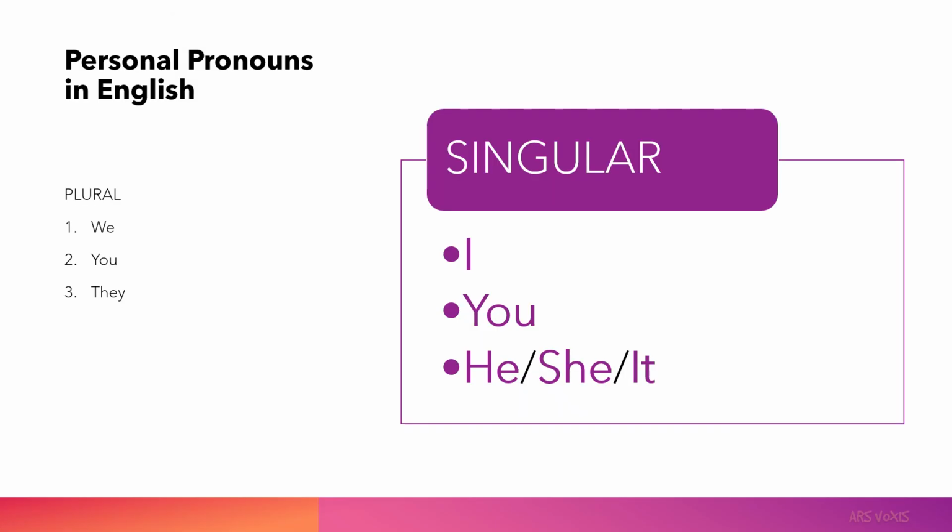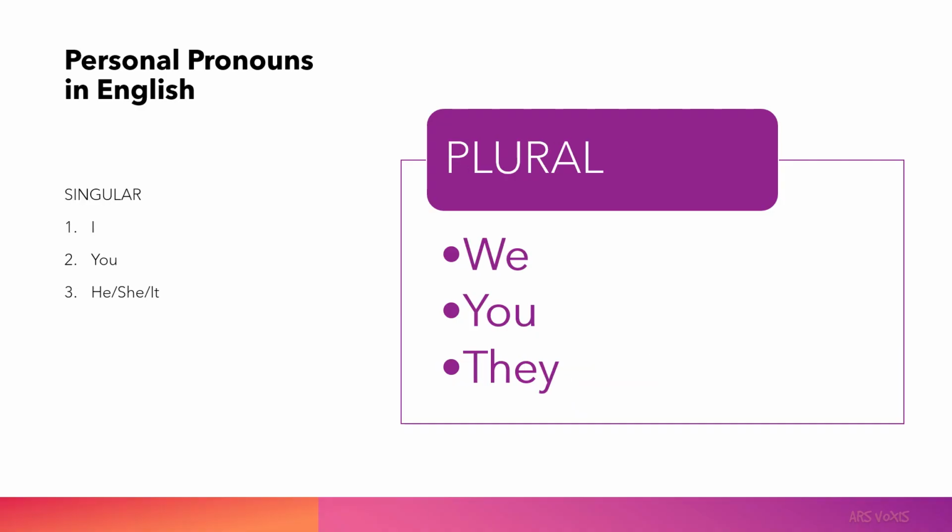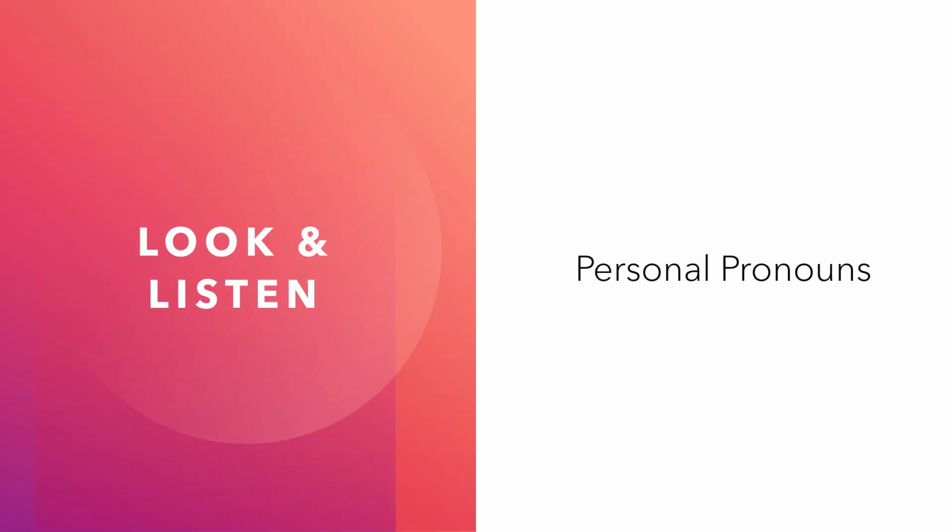For singular, or one person or thing, we use I, you, he, she, it. For plural, or two or more people or things, we use we, you, they. We are now going to study the pronouns in more detail.